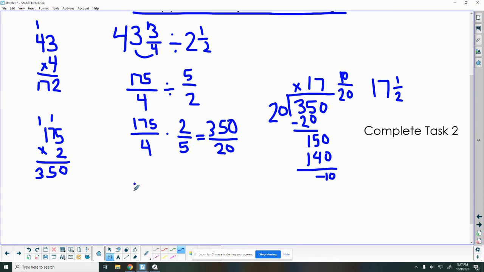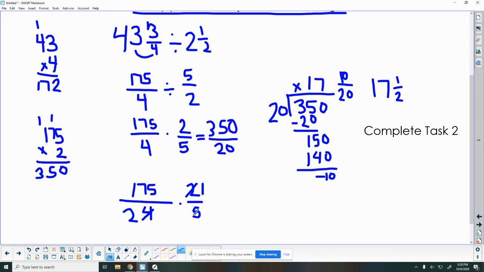So let's look at this problem a little bit differently. We've made them improper. We still have to copy, dot, flop. But I can do some of this dividing and timesing ahead of time. I know that 2 is a factor of 2 and 4. 2 divided by 2 is 1. 4 divided by 2 is 2. I could stop there, or I can even keep going.